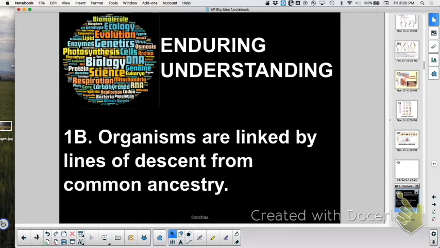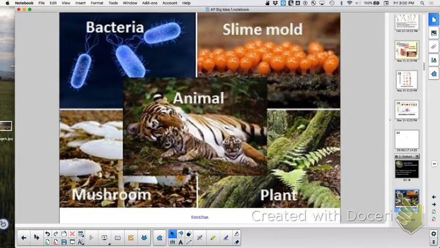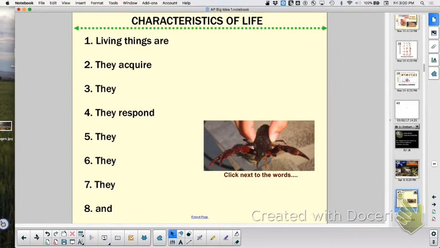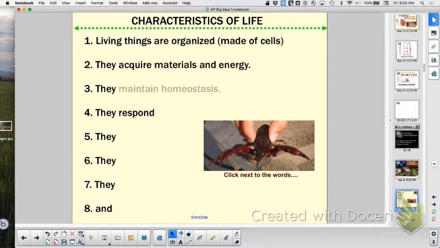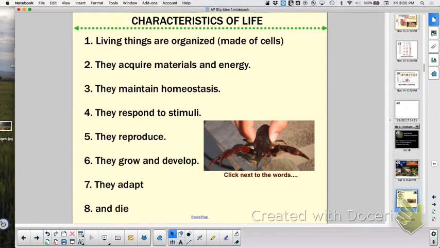Organisms are linked by lines of descent from common ancestry. Okay. Look, the kingdoms. Here we know this. Living things are organized, made of cells. They acquire materials and energy. They maintain homeostasis. They respond to stimuli and reproduce. They grow and develop. They adapt and die.